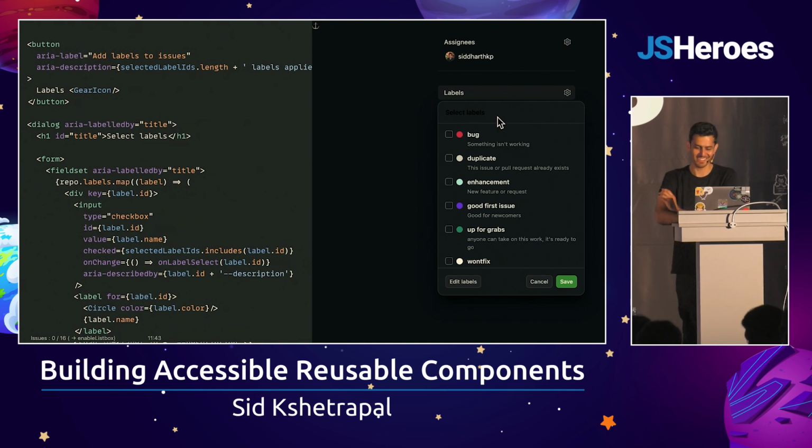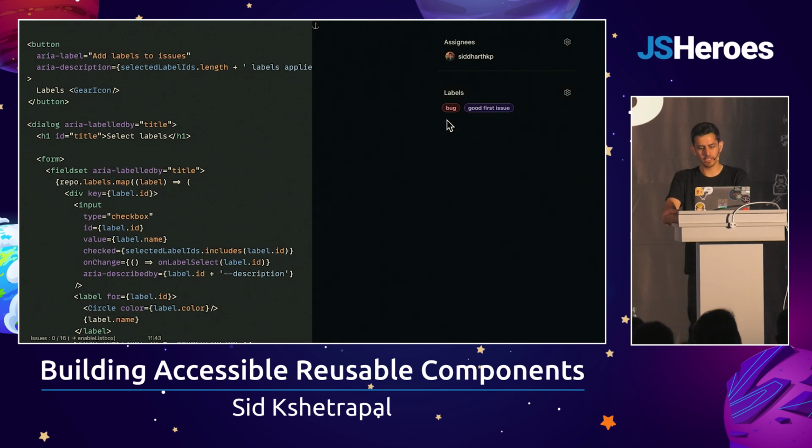Once every 10 minutes. OK, so this is how you select labels. And it's kind of a nice UI. I've used the same checkboxes that I used in the last example. The labels are connected, so I can select them. Seems nice. I actually want a bug. It's a good first issue. And I'm going to save. And it actually shows the bug.